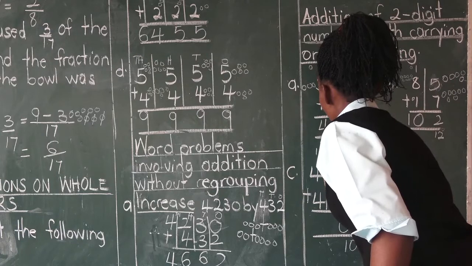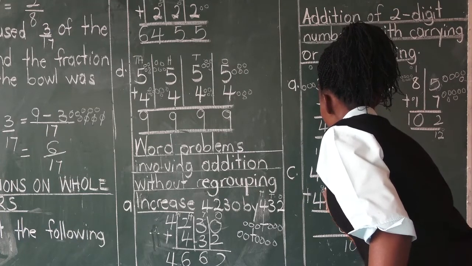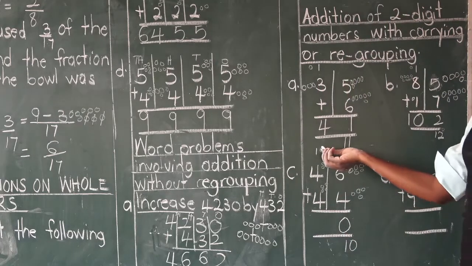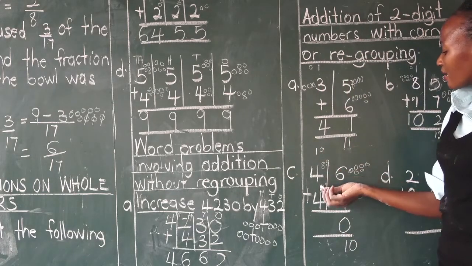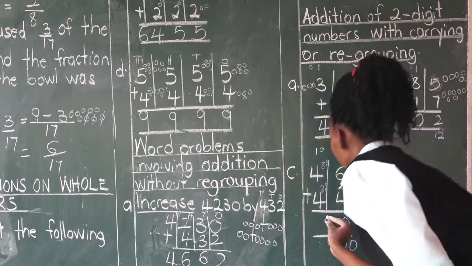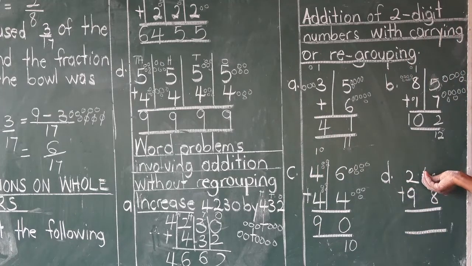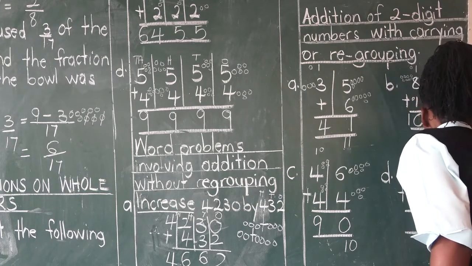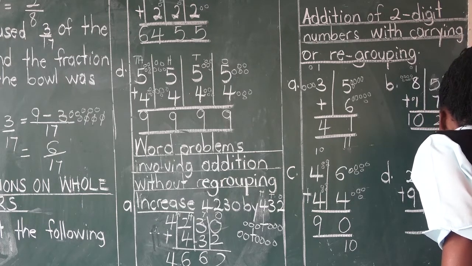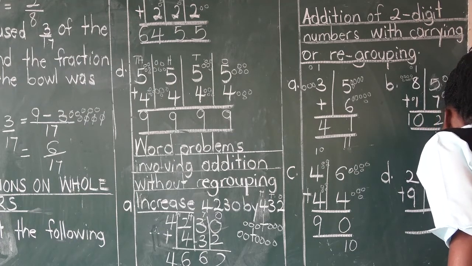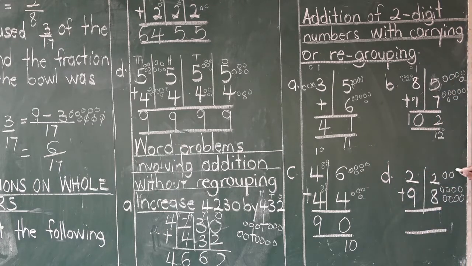1, here 1, 2, 3, 4. 1, 2, 3, 4. Now let's put them together. 1, 2, 3, 4, 5, 6, 7, 8, 9. Okay? Then we have this 22 plus 98. Under ones we have there 2 plus 8. 1, 2. 1, 2, 3, 4, 5, 6, 7, 8. Then 1, 2, 3, 4, 5, 6, 7, 8, 9, 10.